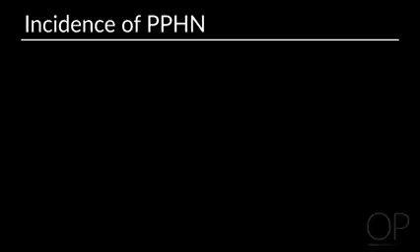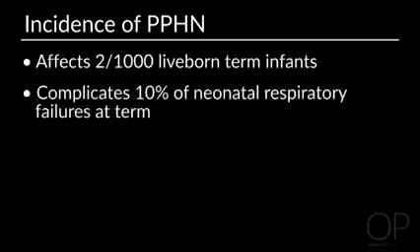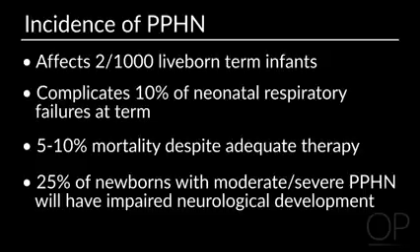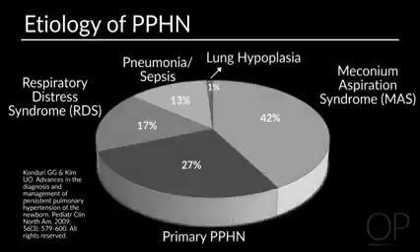PPHN is affecting 2 of 1,000 live-born term infants, and it is complicating 10% of neonatal respiratory failures at term, with a 5 to 10% mortality despite adequate therapy, and 25% of newborns with moderate to severe impaired neurological development. The main cause of PPHN is meconium aspiration syndrome, followed by primary PPHN, RDS, and pneumonia, sepsis, and lung hypoplasia.